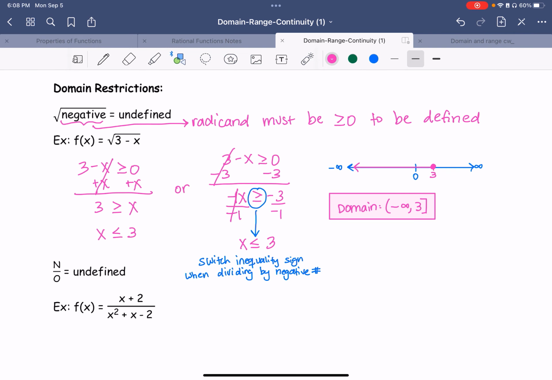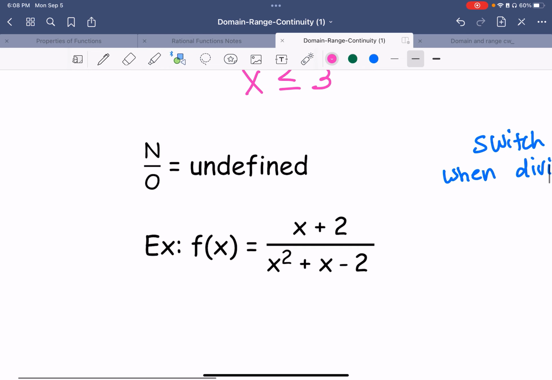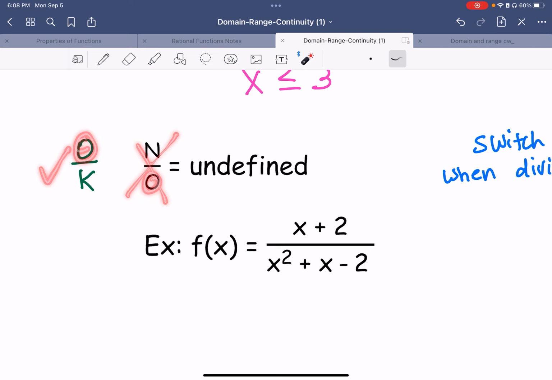Okay, moving on to another example. Here I have n divided by 0 equals undefined. So a good trick that I have for you is to think of 0 on the top is okay, but 0 on the bottom is a no-no. Okay, 0 on the top is okay, 0 on the bottom is a no-no. The reason for that is because 0 in the denominator gives you an undefined value.